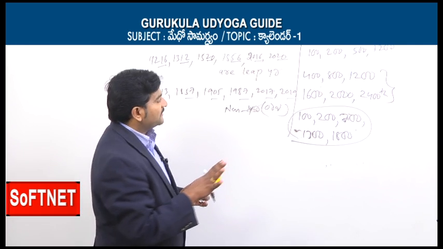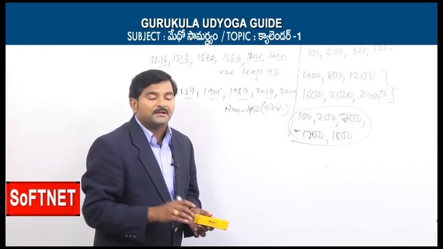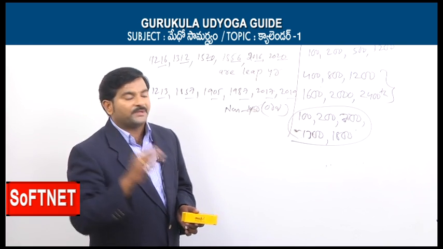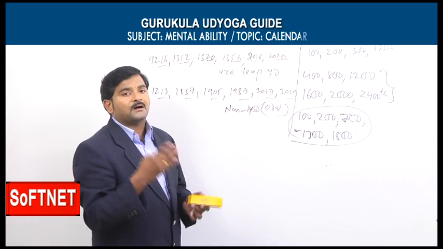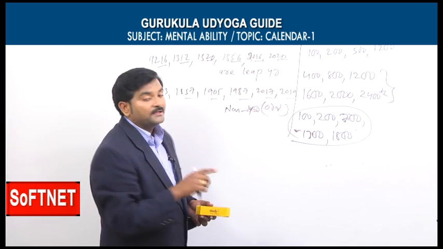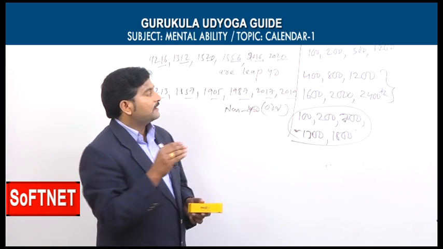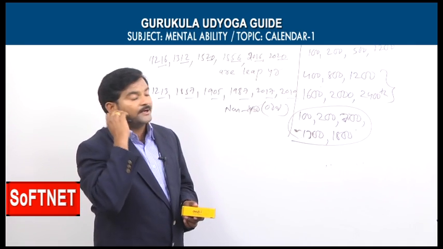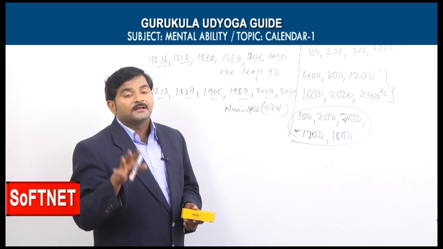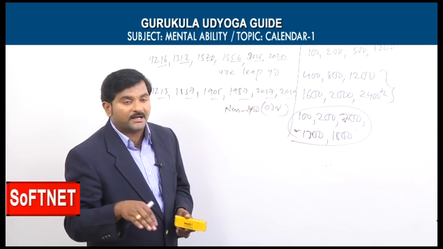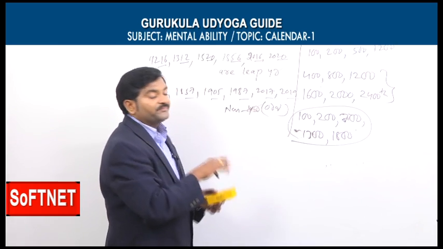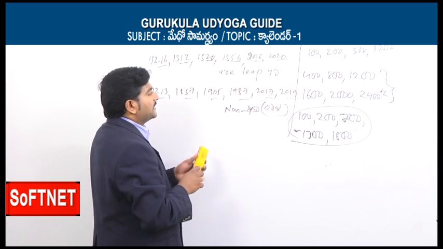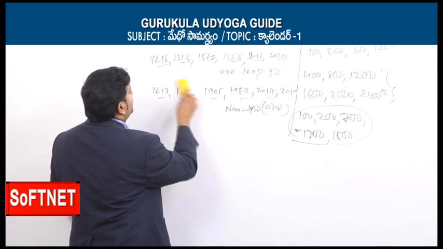Let's focus on these 4 points once again. If it is a non-century year, it must be divisible by 4, then only it is a leap year. If not, it is an ordinary or non-leap year. If it is a century year, it must be divisible by 100, and if that century year is exactly divisible by 400, then it is said to be a leap year. If not, it is a non-leap year. So these are the 4 points related to the leap year and non-leap year concept.